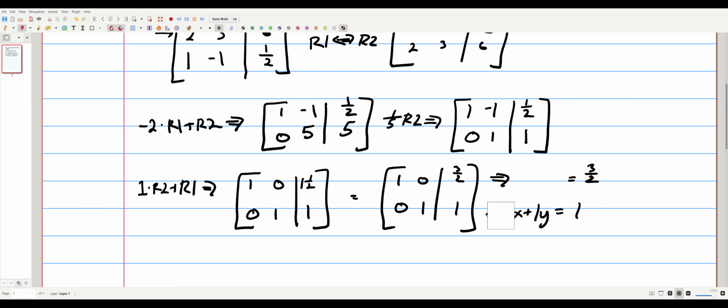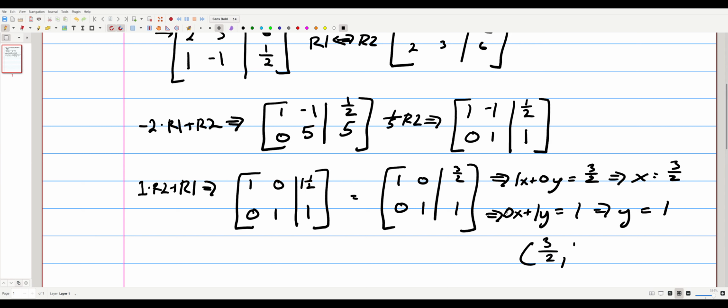We have 1x plus 0y is equal to 3/2. So this just tells us x is equal to 3/2. And this tells us y is just equal to 1. So the point at which these two lines intersect is the point 3/2, 1. And so we've solved our system using Gaussian elimination.